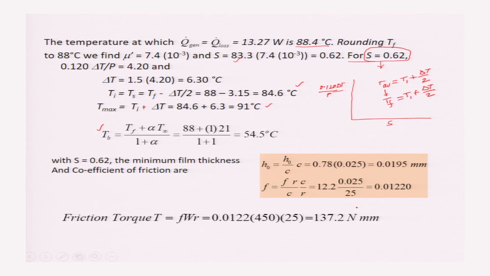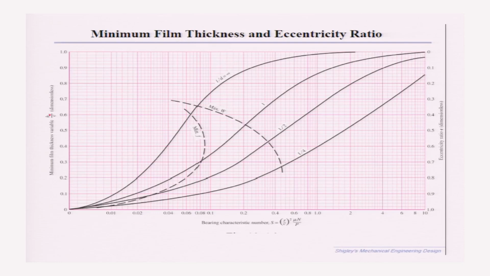Now, after getting the final Sommerfeld number, our aim will be to determine the performance parameters. So, we will come to the minimum film thickness H0 chart, and we will get that corresponding to this Sommerfeld number, and we will check whether it is within our acceptable range or not, as per the Trumpler, as we studied in the previous slide. So, we have this H0 by C curve, and the Sommerfeld number is 0.62.